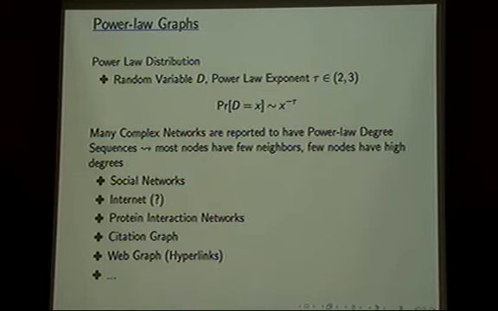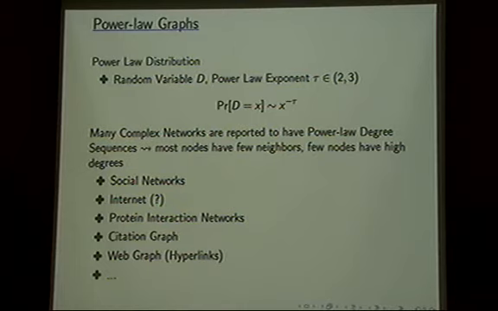A power law distribution is the following. Let's say we have a random variable d and a power law exponent tau between 2 and 3. Then the probability that d equals x is proportional to x to the minus tau. So if we take this d to be the degree of a node, then the probability that the degree is x is proportional to x to the minus tau. It means that you have a very large probability to have a small degree and a very small probability to have a high degree.